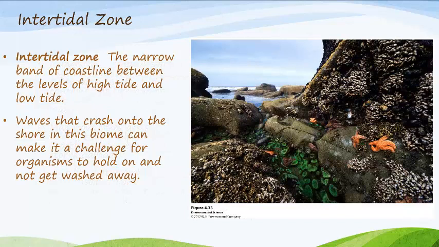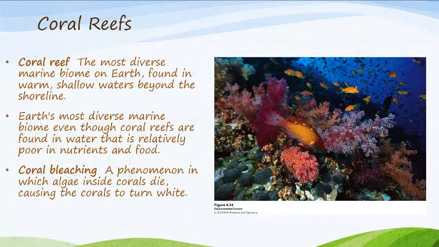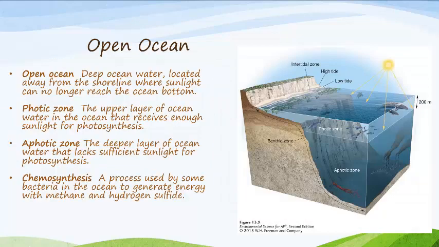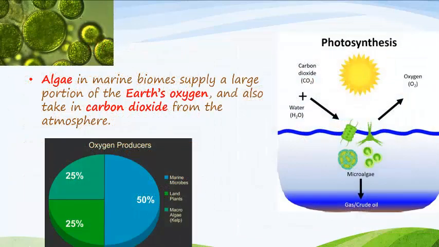Then pay attention to our intertidal zones. Again, incredibly productive ecosystems. And our coral reefs, also incredibly productive, but we're losing more and more of our coral reefs every day to something called coral bleaching. We'll learn about that phenomenon even more, but start getting used to the terminology and what it means. And then we have our zones in the open ocean.